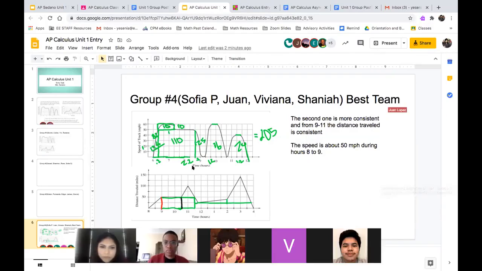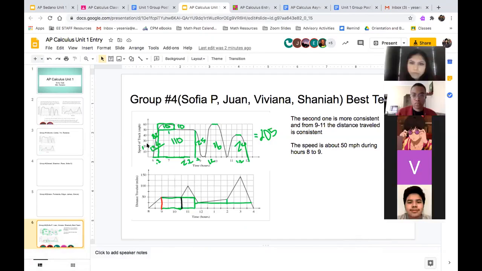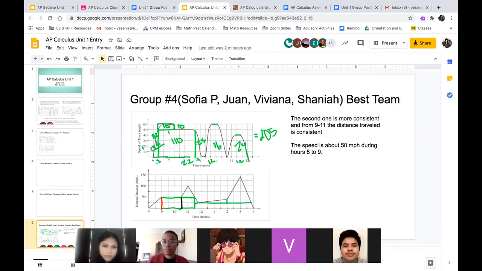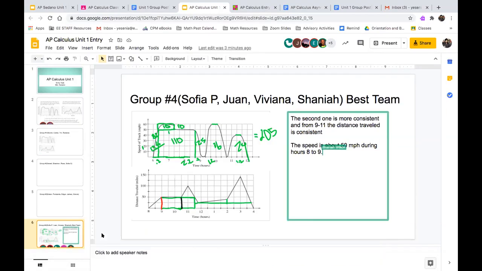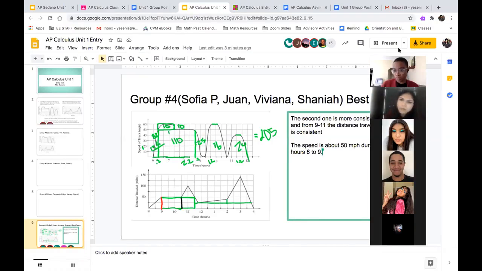And so we were just talking about how the distance in the second one is more consistent and it's easier to figure out. And that's what we're breaking it down to see if we could figure it out more concisely. And a clarifying question for me is, how did you know that the speed is about 50 from 8 to 9? How did you know that?